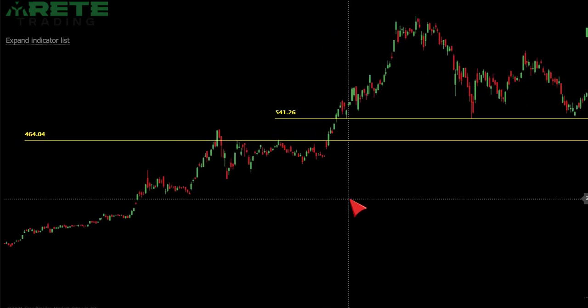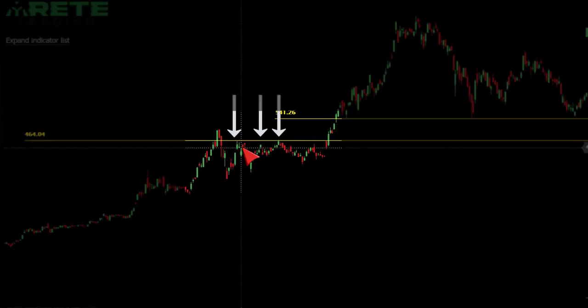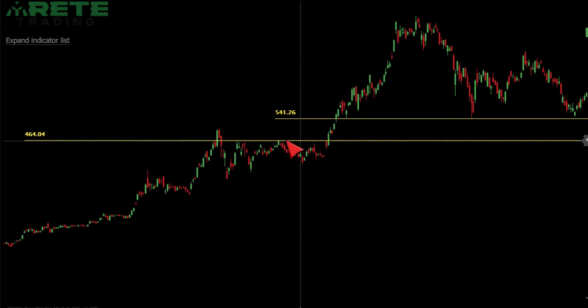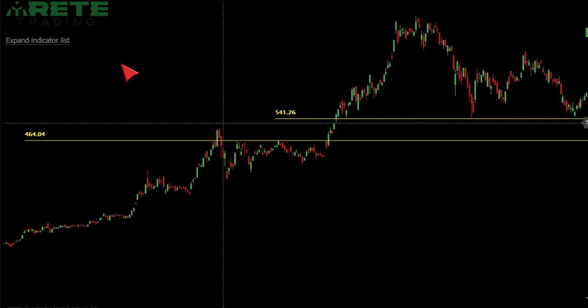Okay, so we see it where? Trying to get through, cannot, trying to get through. That means we have resistance. Tries again, resistance. Tries again, resistance. Okay, so now you have a spot where you have resistance. Okay, so that's what you need to focus on.